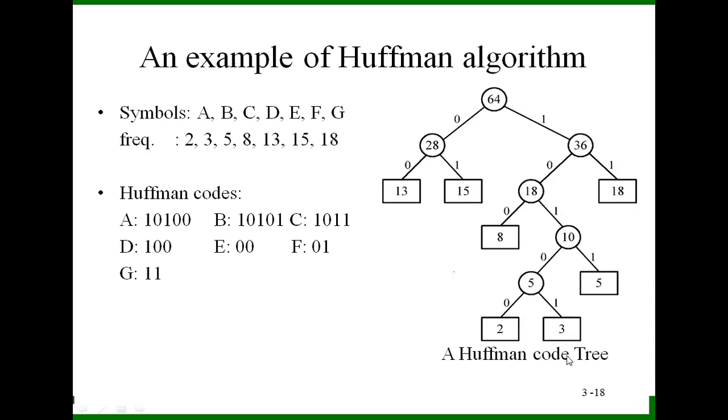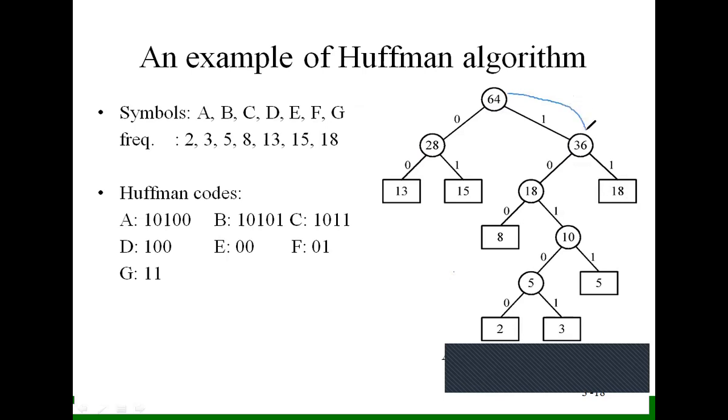See, for example, you want to see the code for G, 18. 18 is the leaf node here. The 18 node is for G. So from the root node 64, see the path up to here. Then the value is 1 here, 1, and the value is 1 here, 1. So 11 is the code for G.